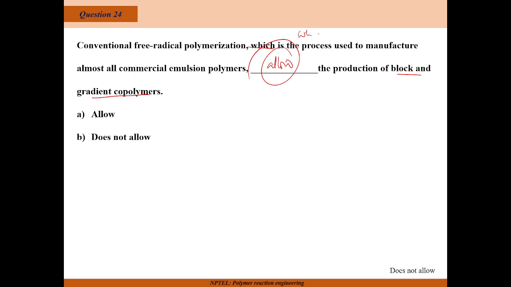Okay, it says it does not allow. Okay, I also made a mistake. So the answer to this question is does not allow. Conventional free radical polymerization does not allow the production of block and gradient copolymers. That is the answer. I'm sorry, B is the answer. I think this is also straight from the lecture, so you can definitely go through the lecture.